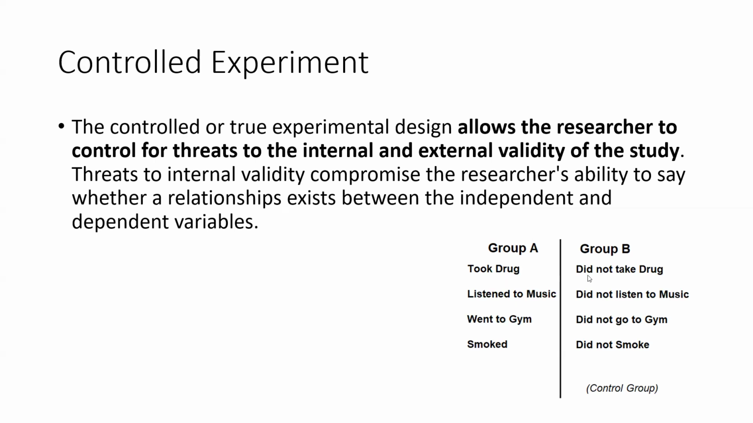So each one of these groups is a group within a particular experiment. One is receiving some sort of application, the other is not. This is the control group, and this is the controlled experiment, whether it be an experiment as it relates to drugs, music, gym activities, or smoking.